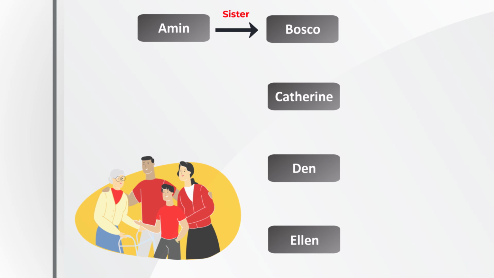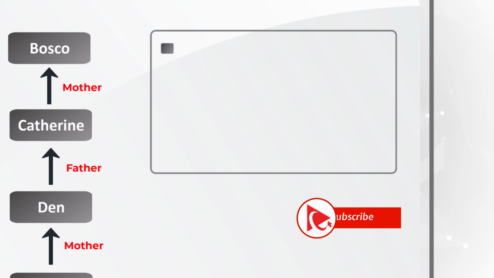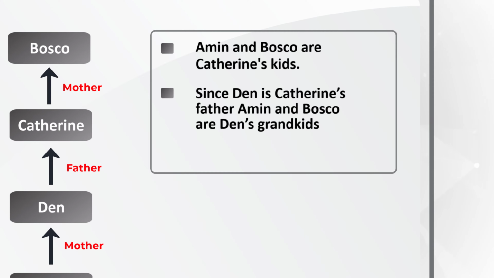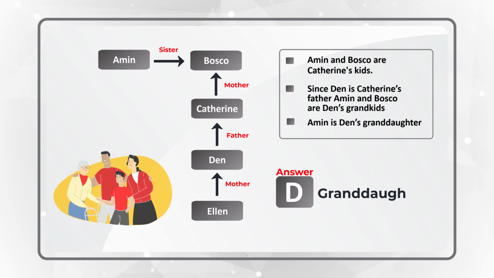Amin is Bhaska's sister. Catherine is Bhaska's mother. Dan is Catherine's father. And Alan is Dan's mother. Now let's look at the conclusions we can draw from this diagram. Amin and Bhaska are Catherine's children. Since Dan is Catherine's father, Amin and Bhaska are Dan's grandkids, which means that Amin is Dan's granddaughter. So the correct choice here is choice D, granddaughter. Hopefully you've nailed this question and now know how to diagram and solve similar problems on the test.